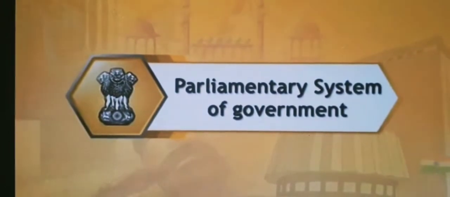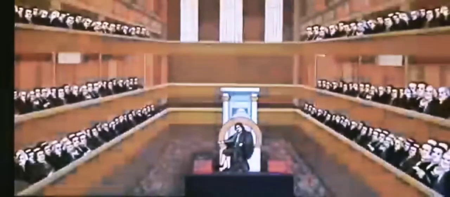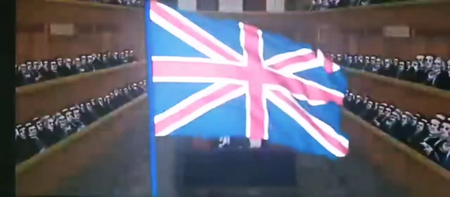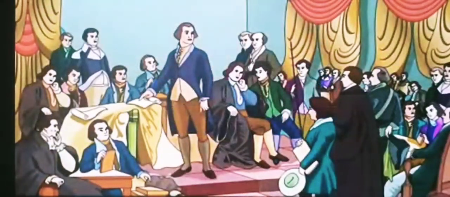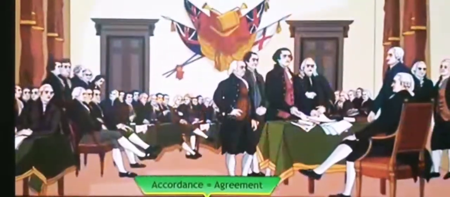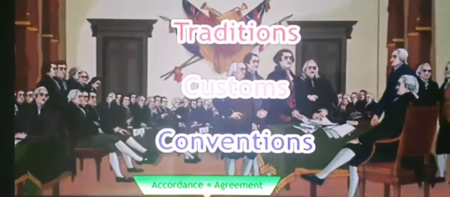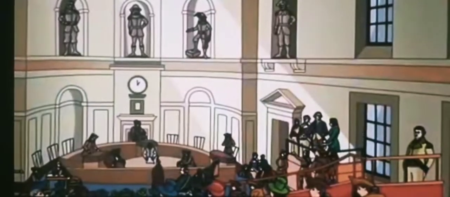First, we are going to see the parliamentary system of government. The parliamentary system of government developed primarily in England. In England, the constitution is an unwritten constitution. The governance is carried out in accordance with traditions, customs and conventions. The British Parliament is an institution that has evolved over a period of time.